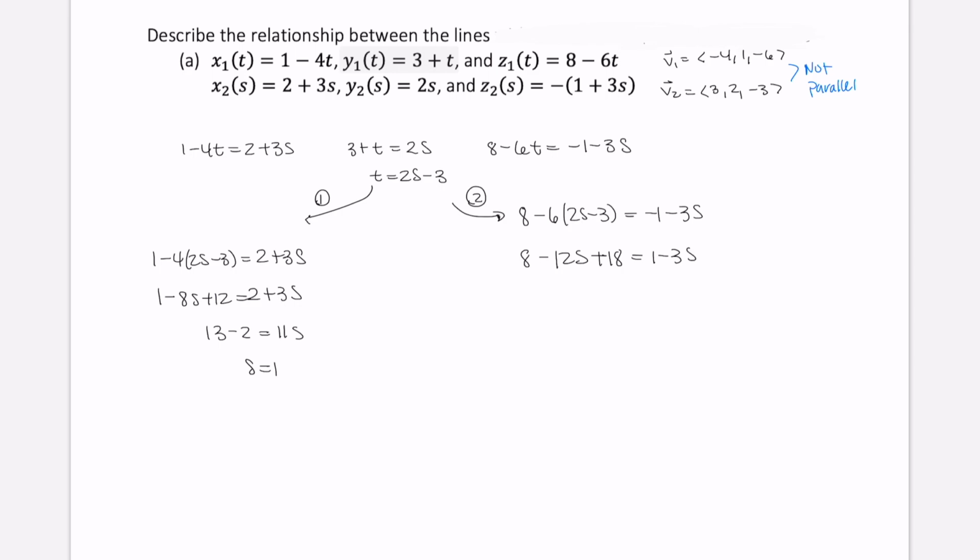And what does this yield? We add 12s to both sides to get 9s here. And then we're left with 8 plus 18, so 26 plus 1, 27. S equals 27 over 9, so 3. These do not match. So these lines are skew. That means when you graph these in 3 space, they don't touch each other. They are not parallel.